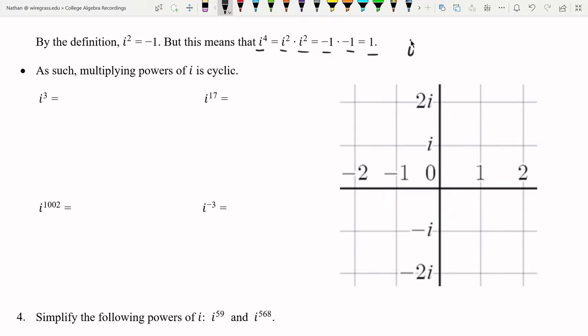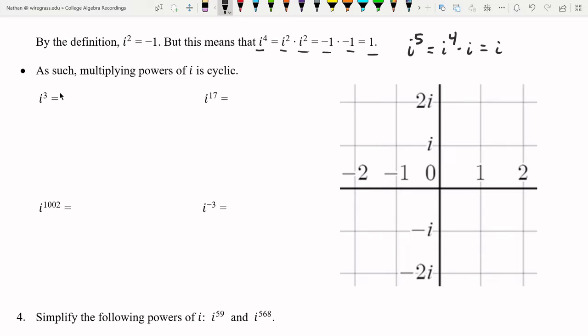Which means that i to the fifth power is really just i to the fourth power times i. I to the fourth power we just showed is just 1. This goes away to just be 1. 1 times i is i. And that is what makes powers of i what's called cyclic. They go back through themselves over and over and over again.